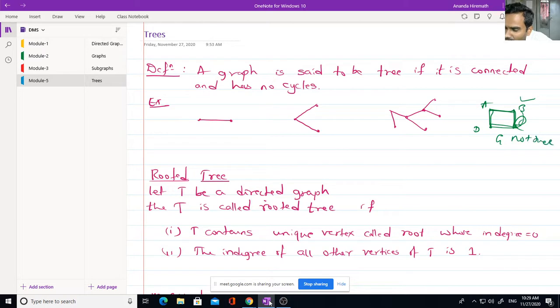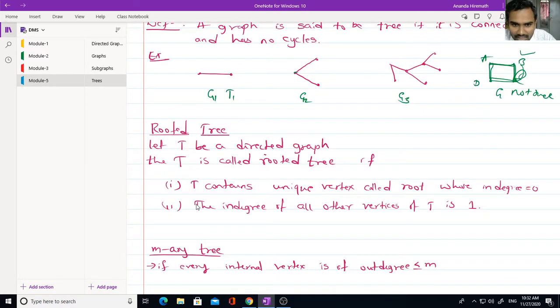Okay. So what is the condition for a graph to be a tree? It should be connected and there should be no cycles. Say, for example, this graph G1, we can say it is a tree. It has two vertices, both are connected, and there is no cycle. Even this G2 is a tree because it has three vertices, all vertices are connected and it has no cycle. If you observe the third example, it also has no cycle.